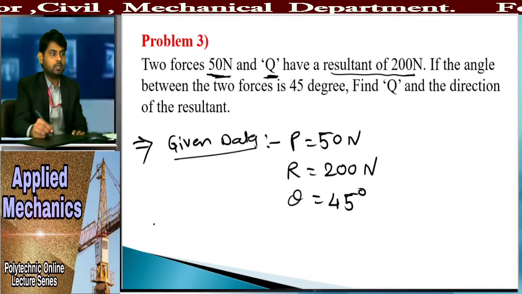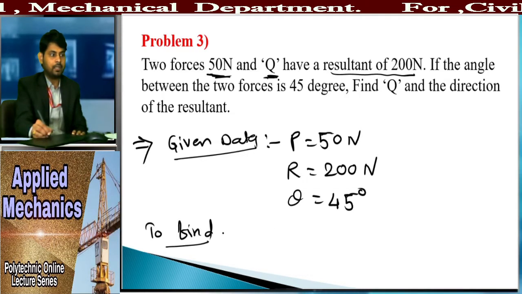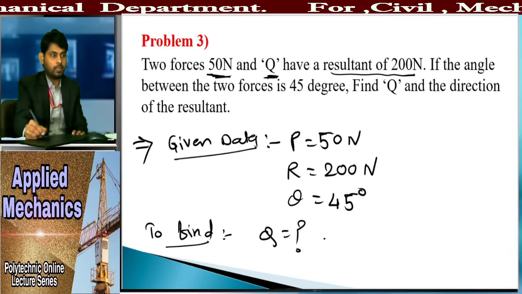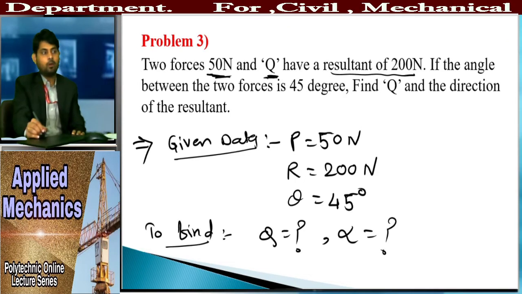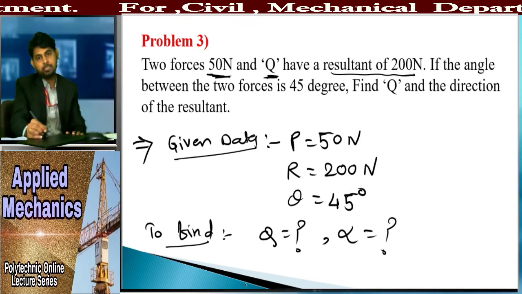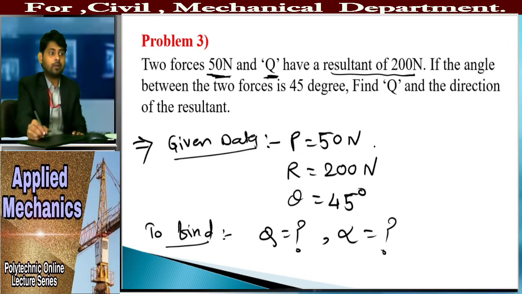So here we have to find Q and the direction of the resultant, that is alpha. So we have to find out the value of Q and alpha, in which direction the resultant is applied. Okay, so this is the given data.